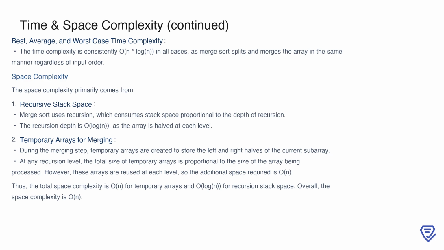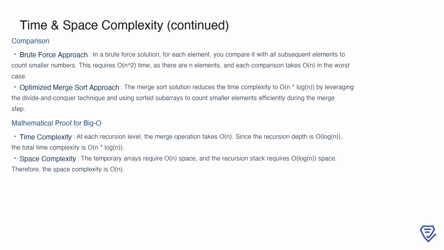Meanwhile, during merging, we create temporary arrays to hold the left and right subarrays being processed. The size of these arrays is proportional to the size of the current subarray, and while they are reused at each level, the total additional space required remains n. Adding these together, the overall space complexity is n, dominated by the temporary arrays, with an additional log n for the recursion stack. To better understand the efficiency of this approach, let's compare it to a brute force solution.